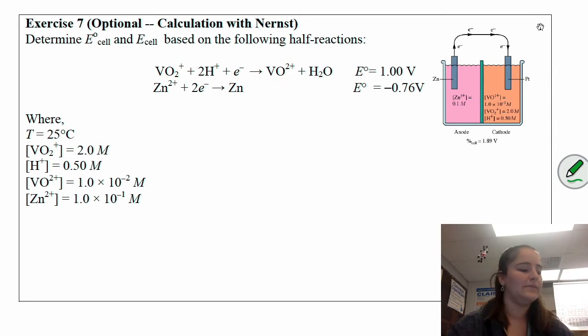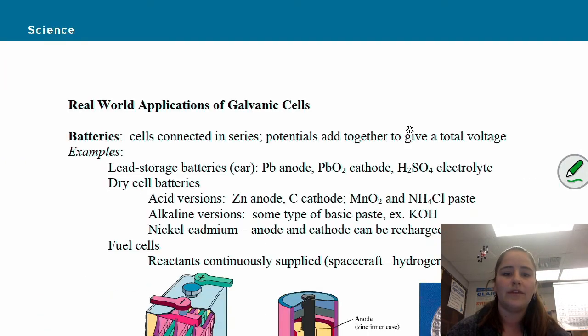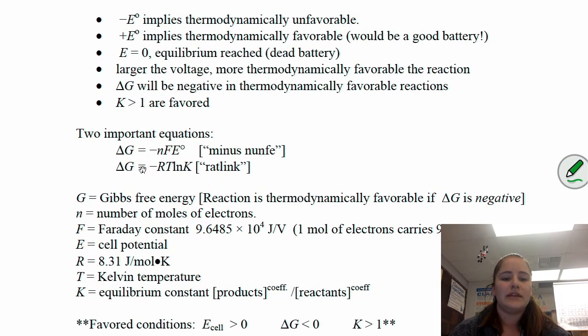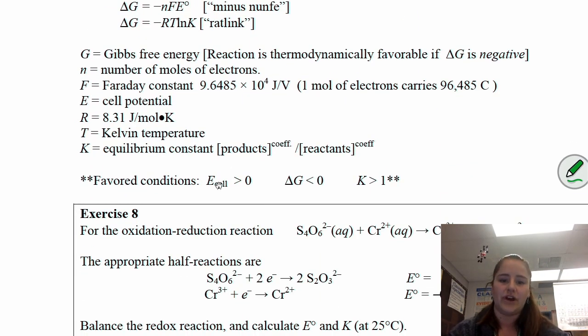Now, last but not least, we're going to do one example problem with the Gibbs free energy in cells. So using these two equations, the fact that delta G for an electrochemical cell is negative nFE, and then we can relate it to equilibrium through that equation we've done before. Remember, these are our favored conditions. These are how things like to be spontaneous.